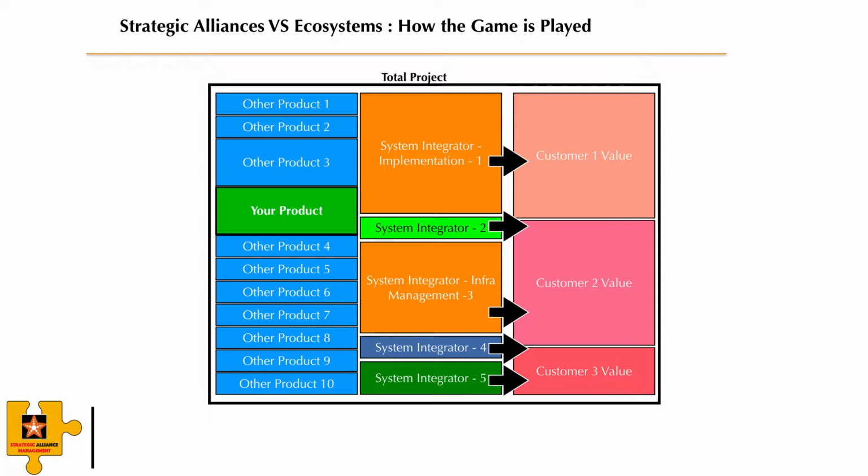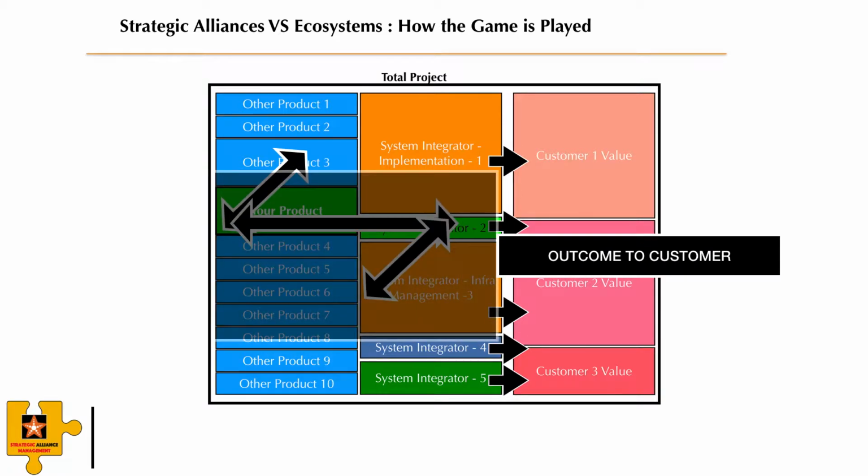So let's understand how this game is played. Now, this is a total project. Your product, the green rectangle, and the system integrator, that is your preferred system integrator, working together is kind of a strategic alliance. It's a very simple way of defining a strategic alliance. You can even make it a little complex. For example, if you follow these arrows of one or two additional products, one or two additional SIs, you are creating a deal. However, an ecosystem is typically combining this whole thing, and that is hardware, software, people, process, technology, and creating an outcome to the customer.